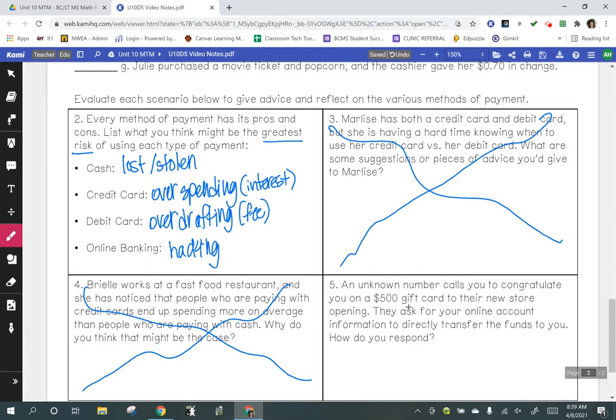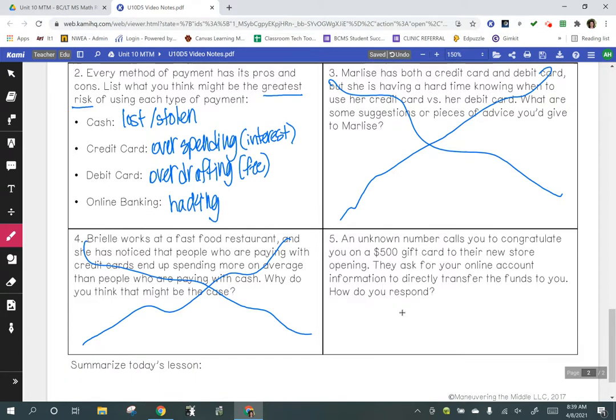All right, and then let's look at number 5. An unknown number calls you, because this happens a lot, okay? And you probably have already maybe seen it with your cell phone, okay? Or if you even have a debit card, some of you might have some of those green light cards or debit cards. But as you get older, you're going to start getting these spam calls, or an unknown number calls you to congratulate you on a $500 gift card, okay? To their new store opening. They ask you for your online account information to directly transfer the funds to you.